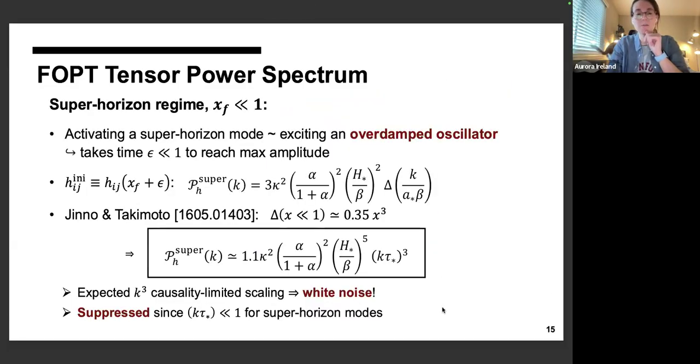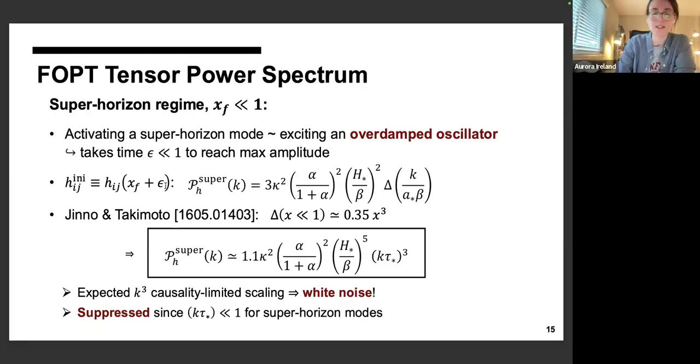In the superhorizon regime, this is where the subtlety comes in, which we didn't initially appreciate. Because activating a superhorizon mode is kind of like exciting an overdamped oscillator, you actually need to wait a little bit. You need to wait some small but finite time epsilon for it to reach its maximum amplitude. And only then can you apply the transfer function. So we're going to define the initial H_ij as H_ij at the end of the phase transition plus some small amount of time for it to finish growing.